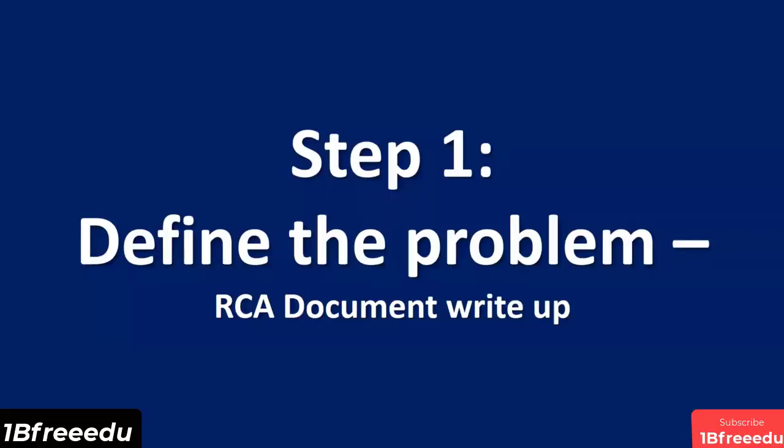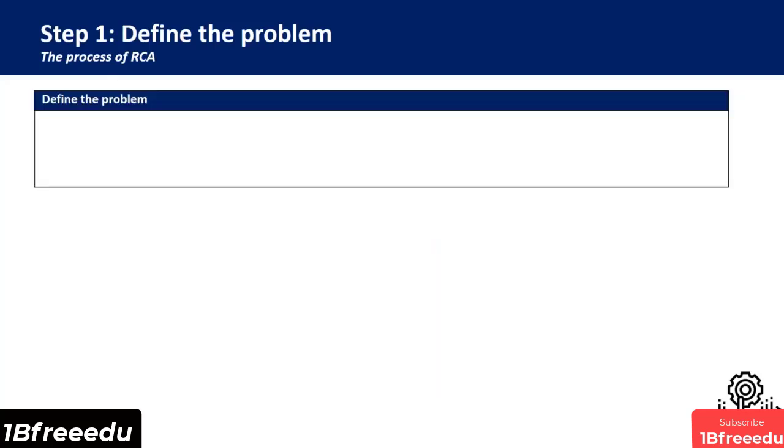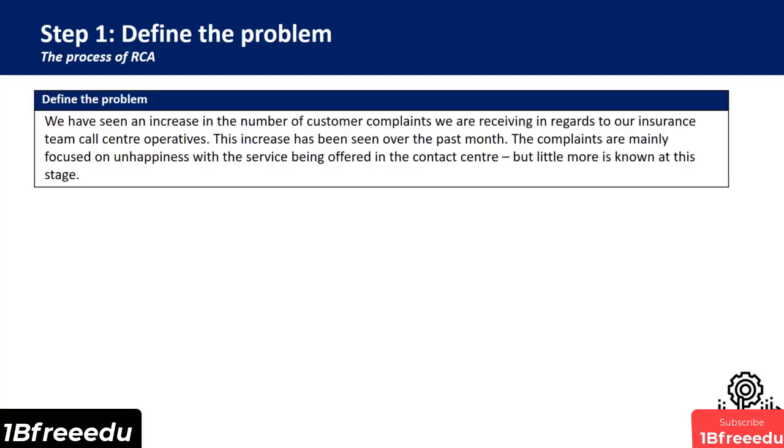So now you know how to define your problem. We now need to think about it in terms of writing this up within our RCA document. So let's take an example as based on the scenario we've set out earlier on in this course. So firstly, you want to define your problem. So we have seen an increase in the number of customer complaints we're receiving in regards to our insurance team call center operatives. This increase has been seen over the past month. The complaints are mainly focused on unhappiness with the service being offered in the contact center, but little more is known at this stage.